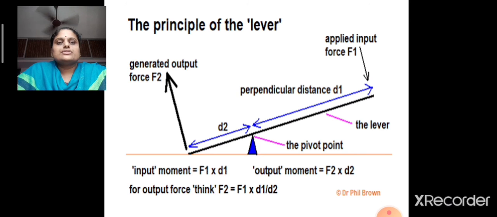So, according to the principle of levers, F1 D1 is equal to F2 D2, or else F2 is equal to F1 times D1 divided by D2. Since D1 is much greater than D2, we need to apply only a small force in order to lift a heavy load.